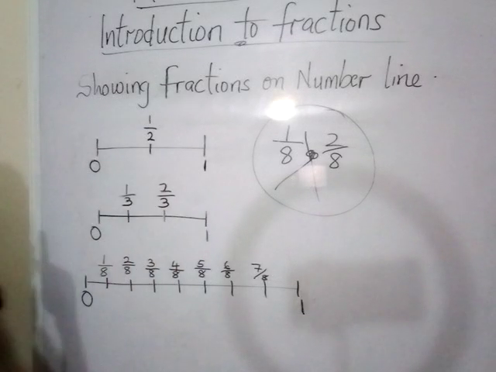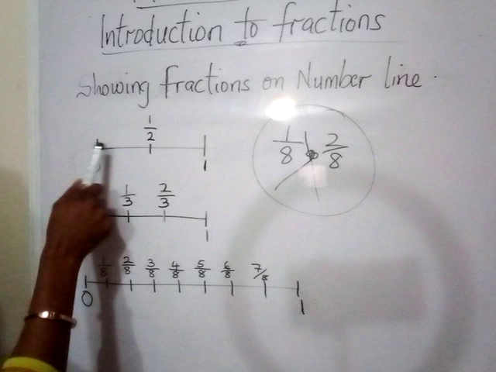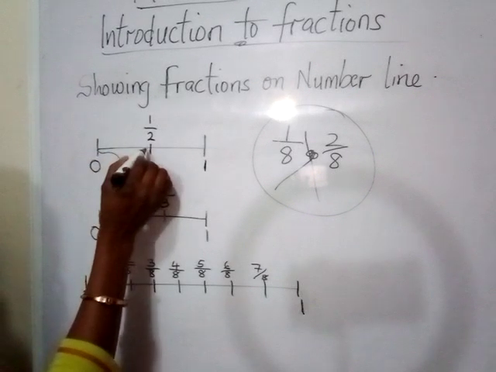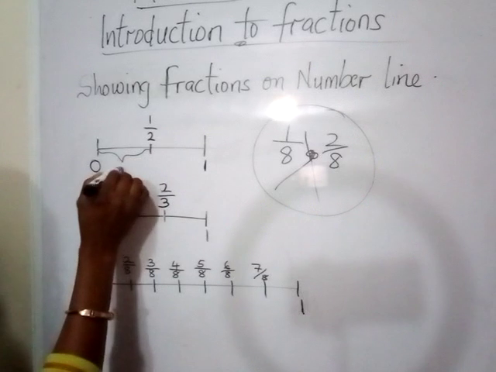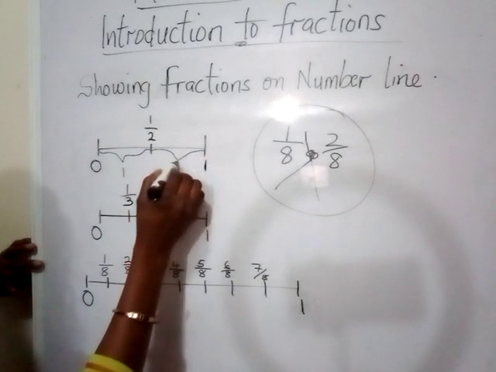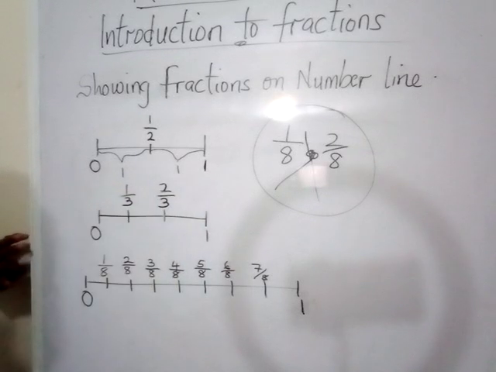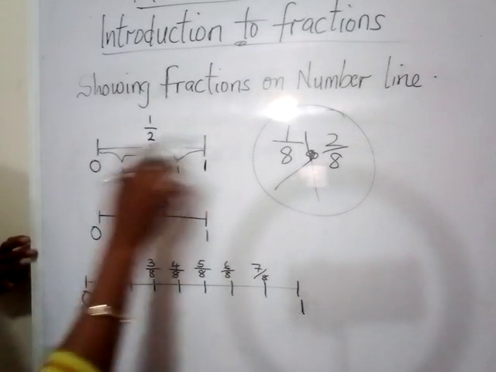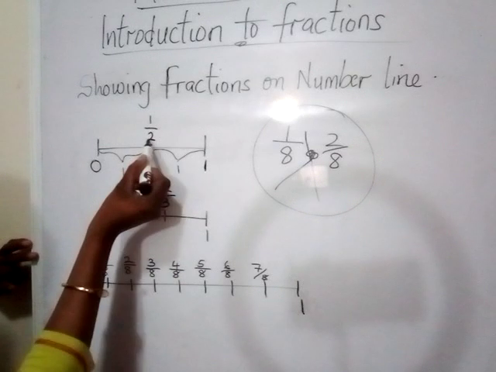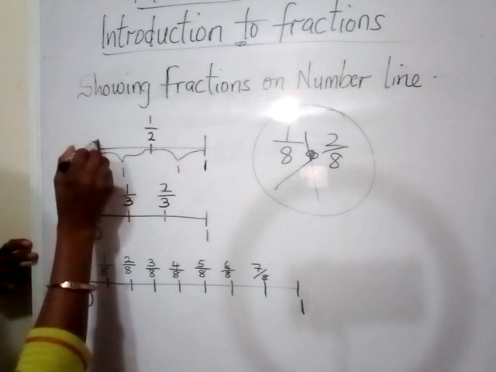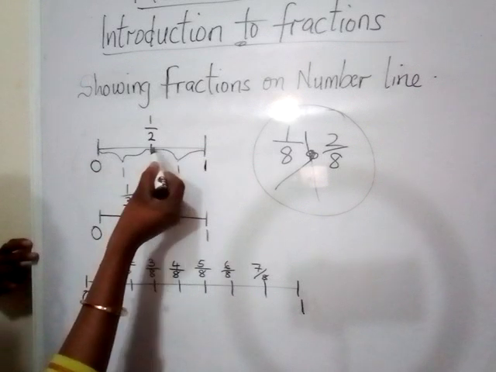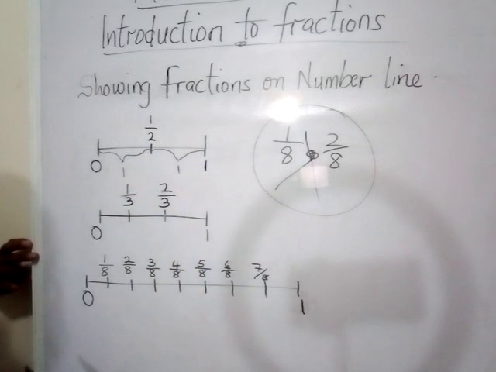Now let's look at the number line again. How many parts do we have? From here to here is 1 part, right? And then from here to here is another part. How many parts do we have from this 0 to 1? We have 2 parts. And that is the 2 that is represented here. From the beginning, from 0 to 1, we have 1 part, and then we have 2 parts.